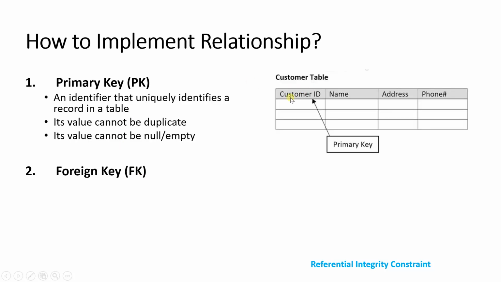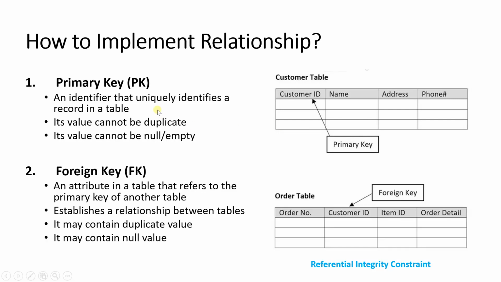A primary key is an identifier in a table which uniquely identifies a record within that table. For example, when we call customer number 1, we will get only one record from this table, and we cannot have a null or duplicate value for this primary key identifier or attribute. But when we use this identifier of one table as an attribute in another table, then in the second table it is called a foreign key.